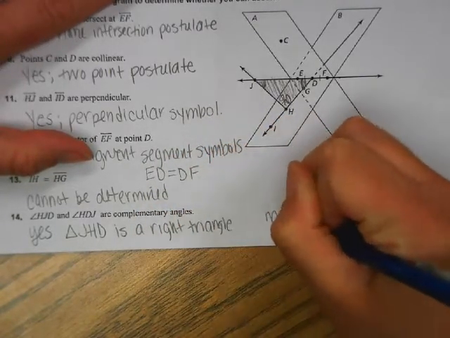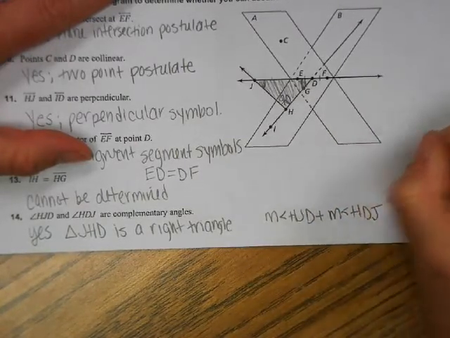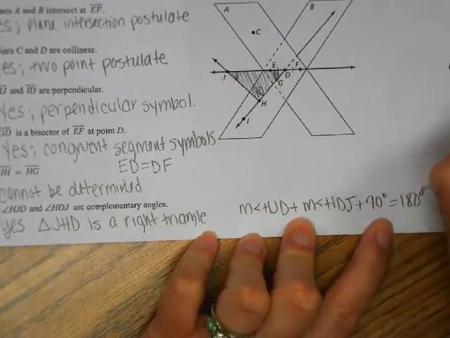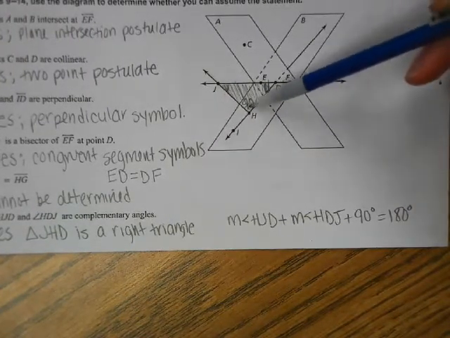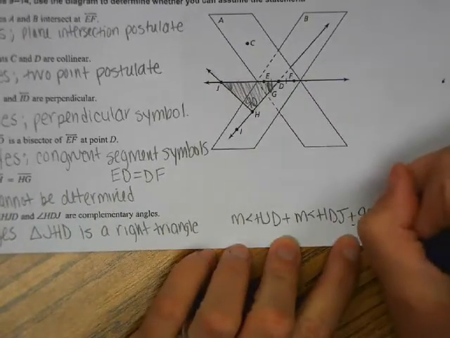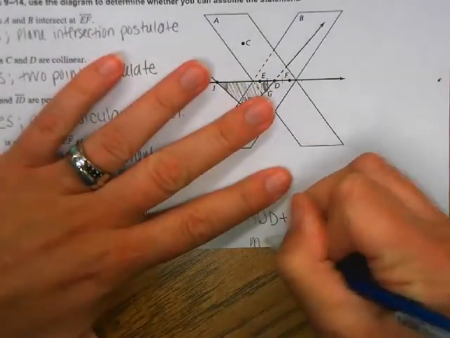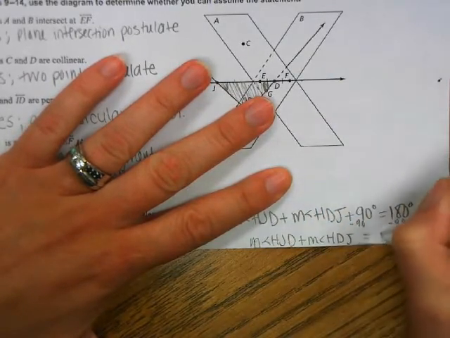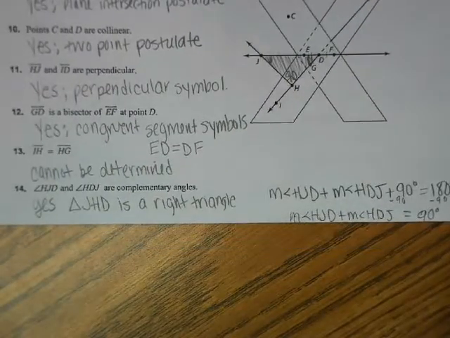So the measurement of angle HJD and the measurement of angle HDJ plus that 90-degree angle has to add up to 180 degrees. So the three angles in this triangle have to add up to 180. If one of them's already 90, well, take away 90 from both sides. That means that the measure of angle HJD and the measure of angle HDJ has to equal 90 degrees, which makes them complementary.